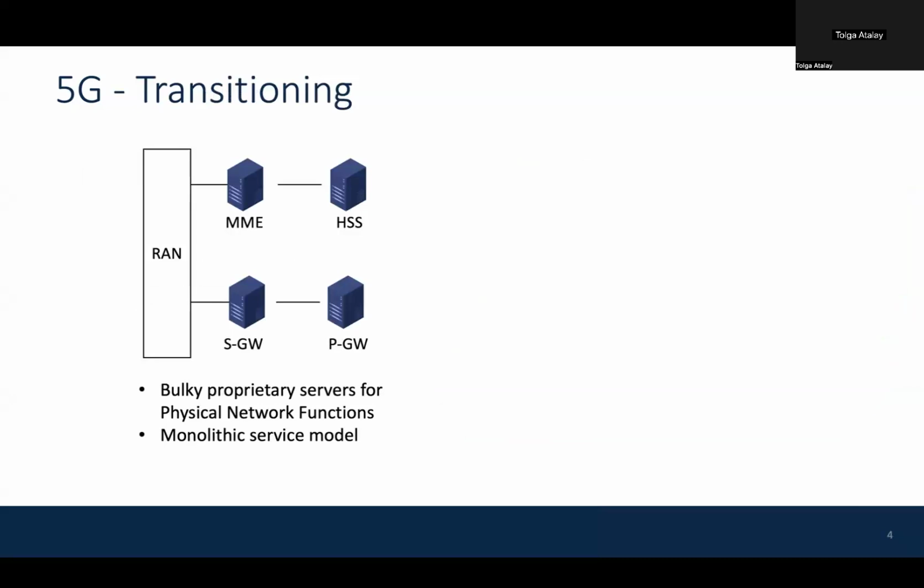And in order to be able to do so, 5G has had to go through a transition from its legacy variant, LTE. Right on the left here, we're seeing this legacy LTE deployment. And while the names are not important, the important thing is that this deployment used to take place over bulky proprietary servers where functions were deployed as physical network functions. And this led to a very monolithic service model, which is very inflexible.